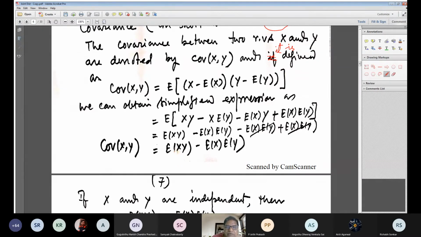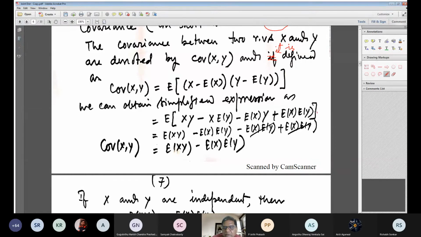This particular definition can be further simplified for computational ease. If you multiply it out, it is written as E of xy minus x into E of y, minus E of x into y, plus E of x E of y.